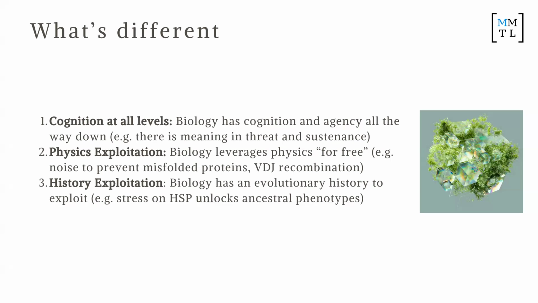The third is that in our genes is a rich history, right? And so biology has an evolutionary history to exploit. There are some really interesting studies on this, but basically if you have a fly and you put stress on a certain protein, for some reason it unlocks ancestral fly phenotypes, okay? So biology has a rich history that it can exploit while AI does not, okay? I don't know what that means.